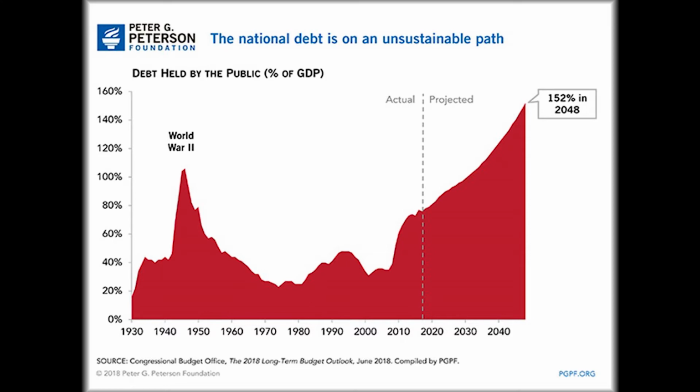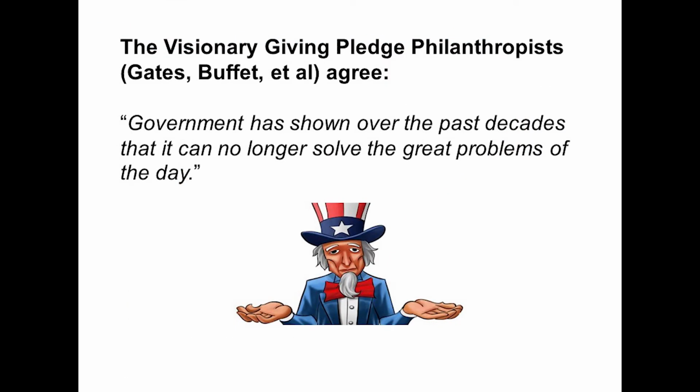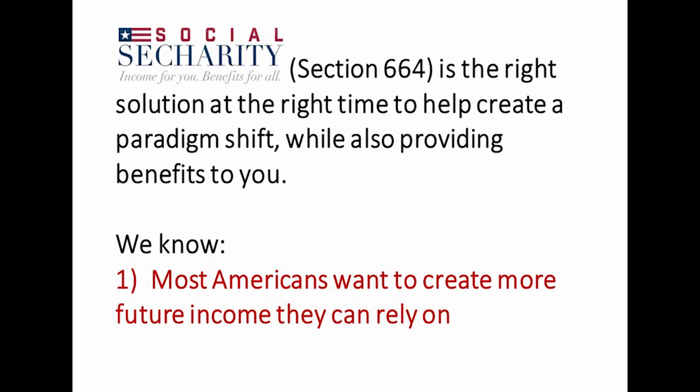Very well-known philanthropists, the visionary giving pledge philanthropists, that's Bill Gates, Warren Buffett, very wealthy individuals in this country who control a very large amount of the wealth. They have become the giving pledge philanthropists because they want to help change the situation, and they have recognized government has shown over the past decades that it can no longer solve the great problems of the day. Section 664, which was created 50 years ago in 1969, social SeCHARITY is the right solution at the right time to help create a paradigm shift while also providing benefits to you.